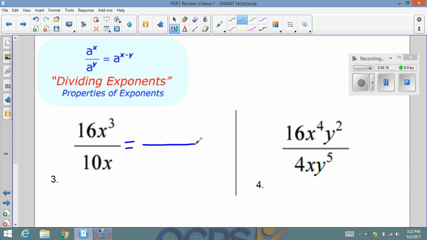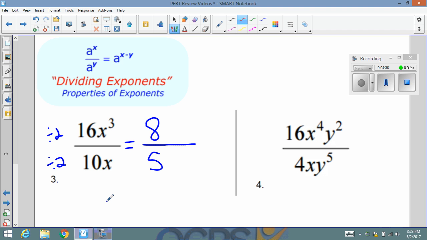So what I'm going to do instead is just reduce. So 16 and 10 are both even. So what I can do is divide top and bottom by 2 to reduce them. So 16 divided by 2 is 8. 10 divided by 2 is 5. So I just reduced my fraction, that's all.